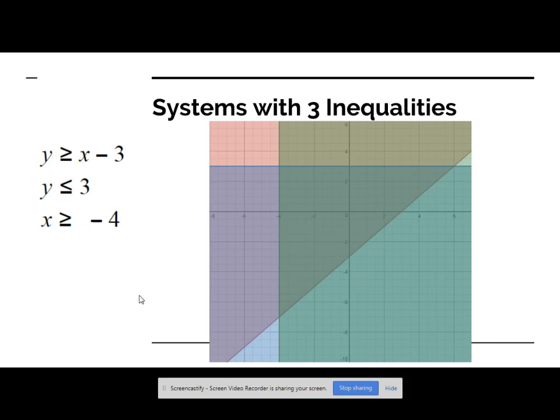So a system of 3 inequalities could look something like this. I'm going to stop there and let you do some practice.